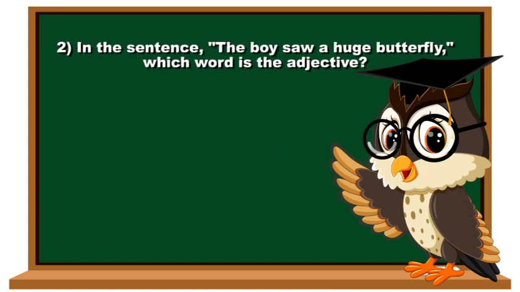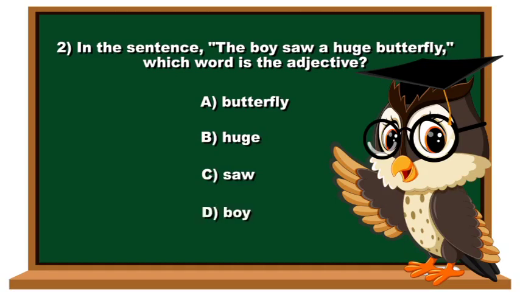Question 2. In the sentence, the boy saw a huge butterfly, which word is the adjective? A. Butterfly. B. Huge. C. Saw. D. Boy. If you said B, the adjective is huge, you are correct.